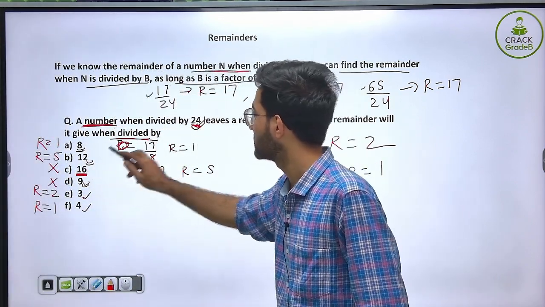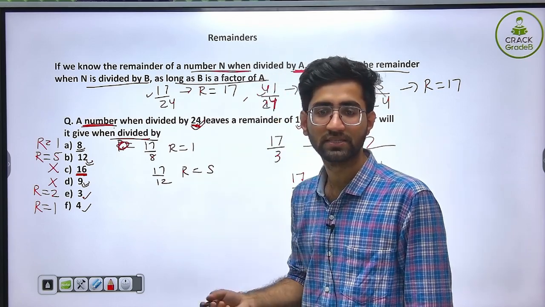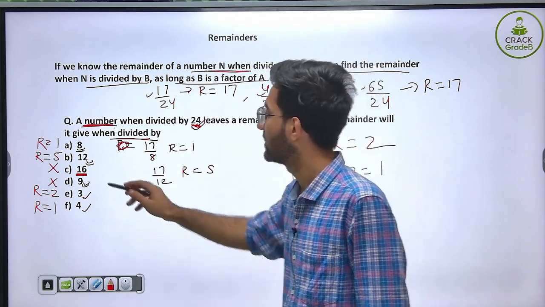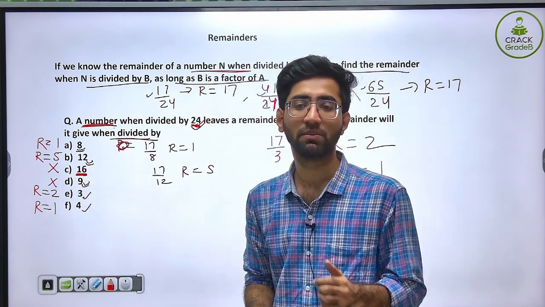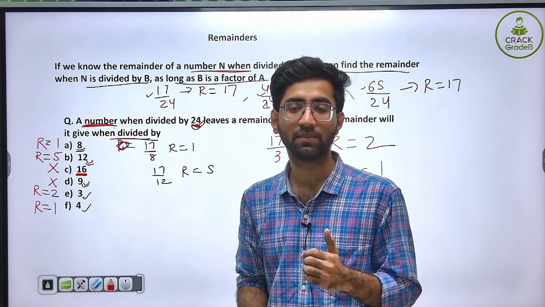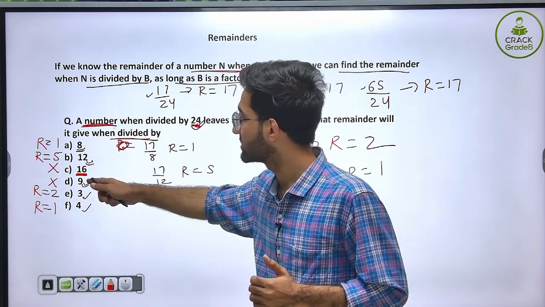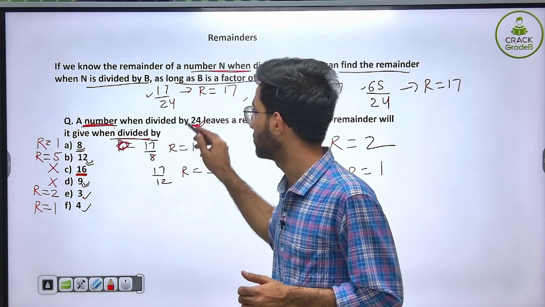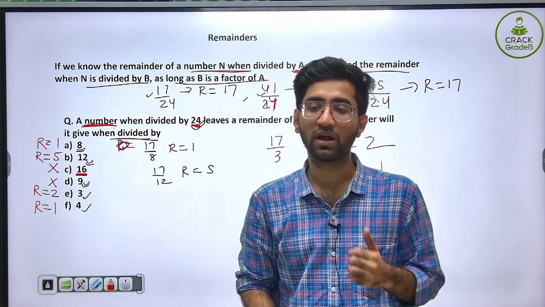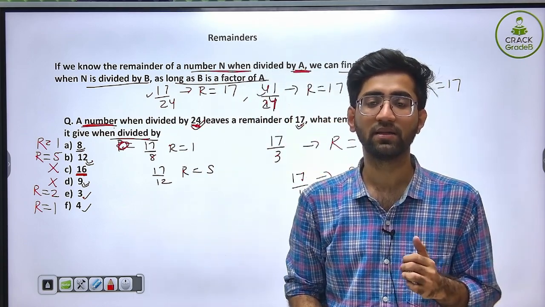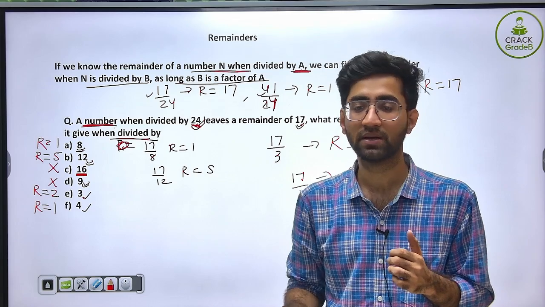See, 16 is not a factor of 24, means you can't answer what the remainder will be when you divide the number by 16. Now let us look at 9. Again, 9 is not a factor of 24. So you can't answer what the remainder will be when you divide that given number by 9.